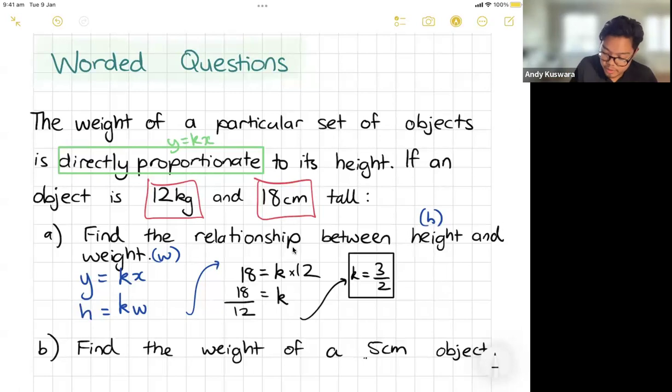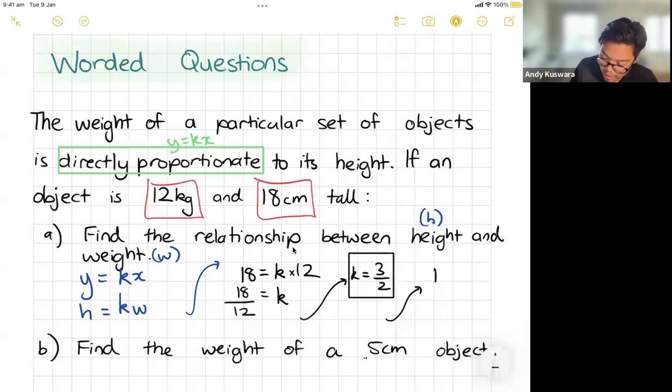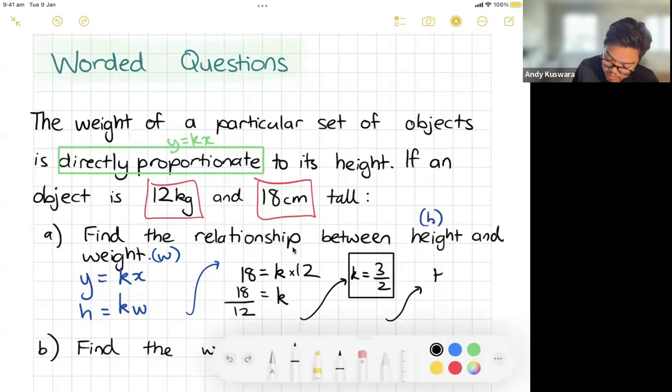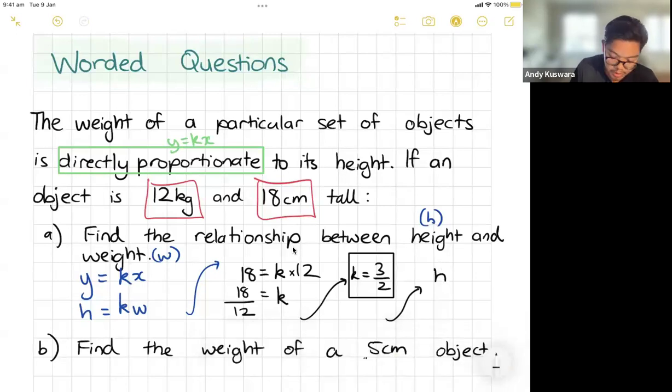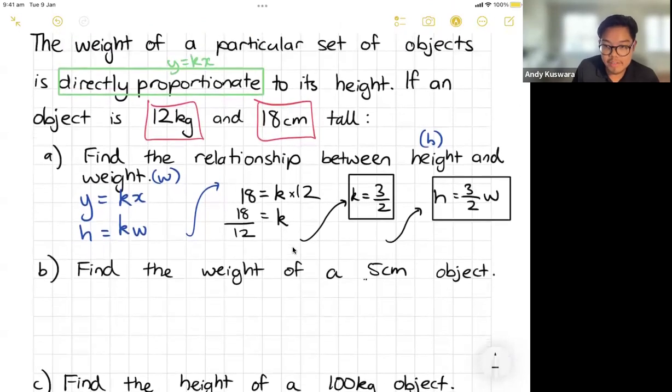And now to finish it off, you write it as y, or not y, sorry. The way I can say it is my height, and I'll be consistent here, lowercase h, is 3 on 2 times whatever my weight is. Now that there is your direct proportion equation. Now it says find the weight of a 5 centimeter object, or an object that's 5 centimeters tall.